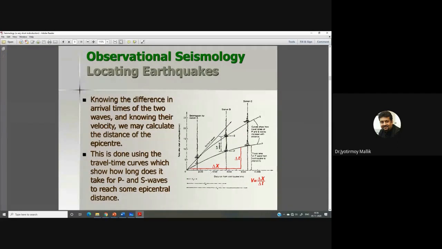So x-axis is the distance, na? Distance from the epicenter. And y-axis is the time difference between P wave and S wave arrival at each of these stations. Okay, sir. That's the fundamental. I mean, that's where we started, right?